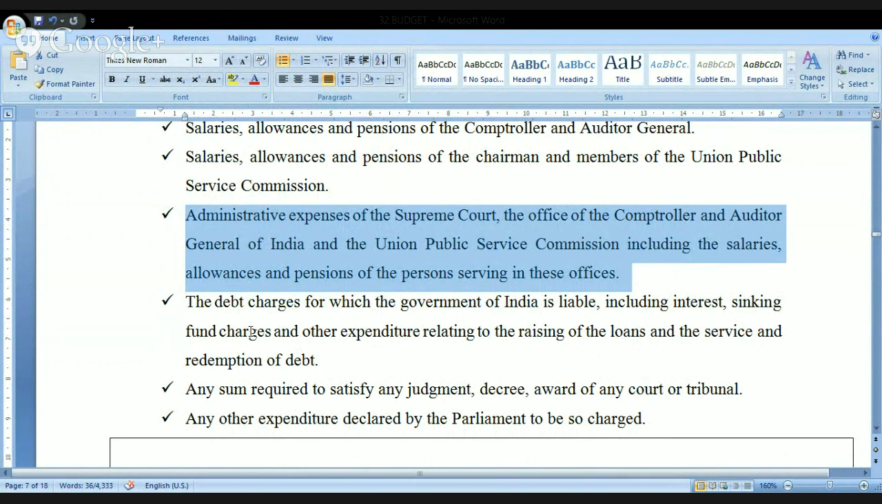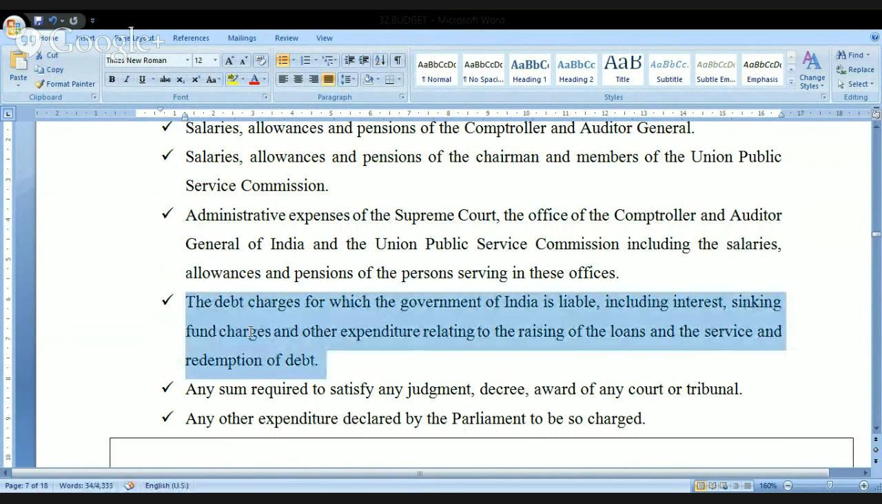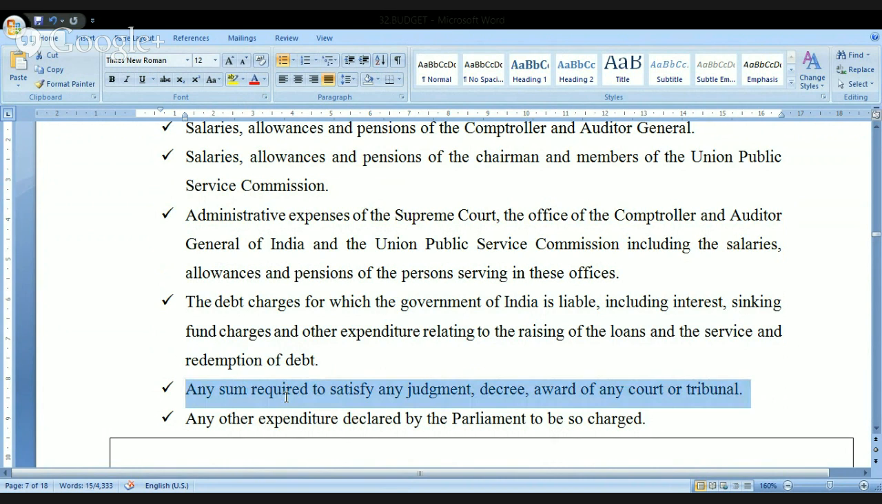Next one, the debt charges for which the government of India is liable, including interest, sinking fund charges, and other expenditure relating to the raising of the loans and the services and redemption of the debt. Even that also comes under the expenditure charge. And any sum that is required to satisfy any judgment, decree, award of any court or tribunal, that is also coming under the so-called expenditure charge. Next one, and any other expenditure if so declared by the parliament.